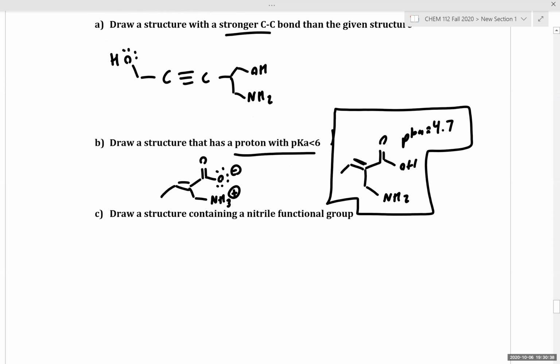Next, we're going to look at drawing a structure containing a nitrile functional group. So we want a carbon-nitrogen triple bond. Okay, 1, 2, 3, 4, 5. Okay, there we go.